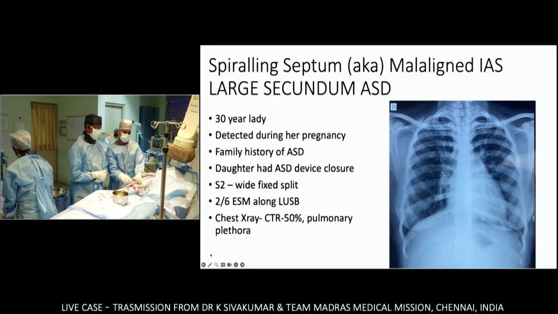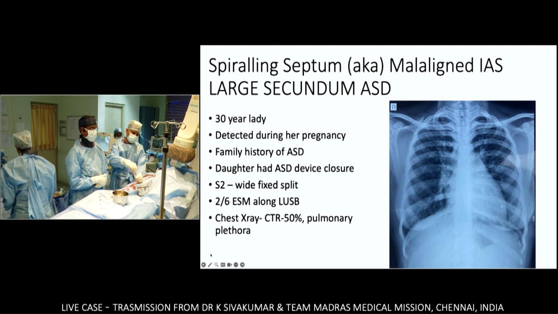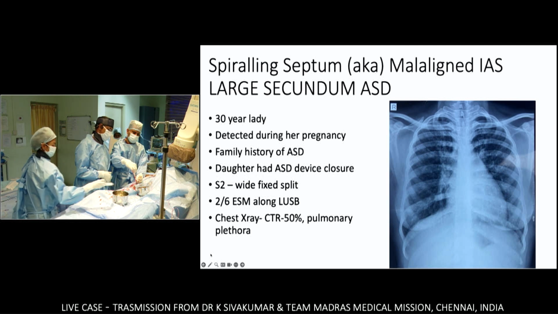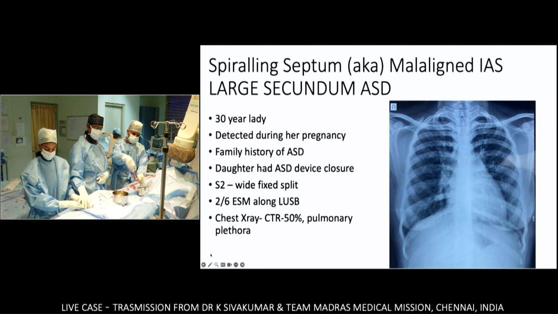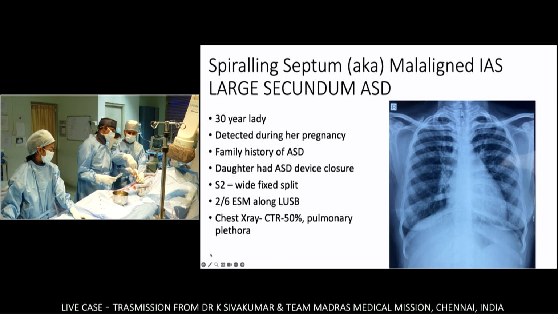Good morning. Our case is a 30-year-old lady who had the ASD detected during her pregnancy. Her daughter also has an ASD which was device closed. On clinical examination, she has a normal S1, wide split S2 and a 3 by 6 ejection systolic murmur. This is a chest X-ray showing a cardiothoracic ratio of 50% and pulmonary plethora.